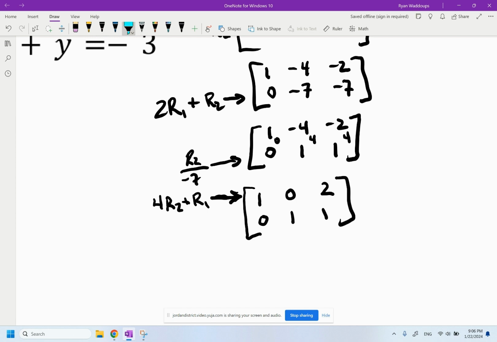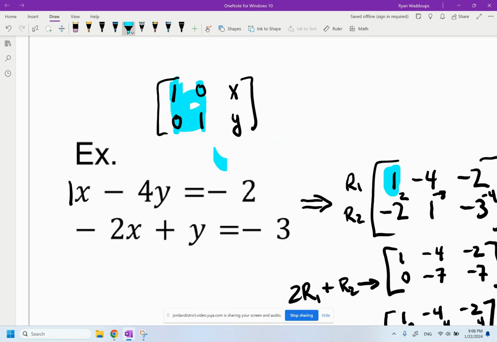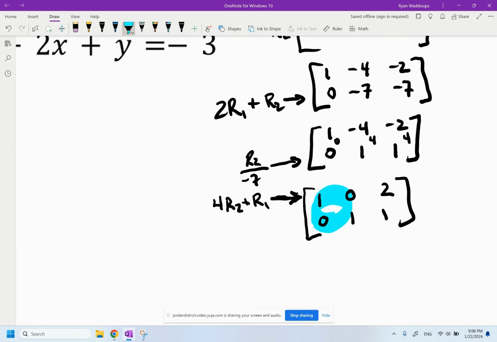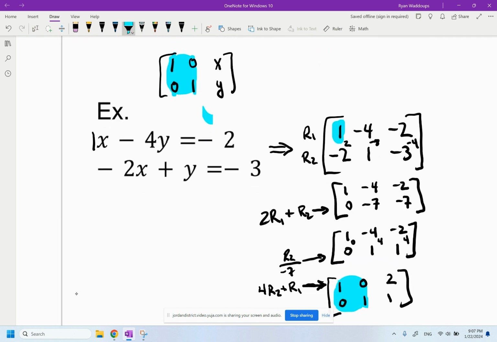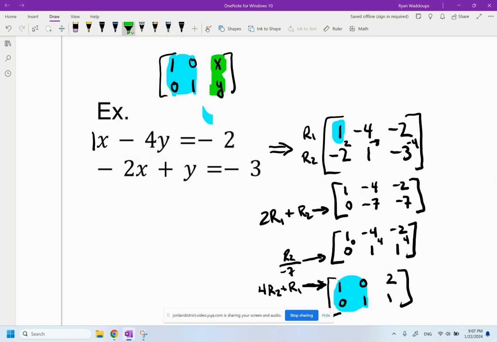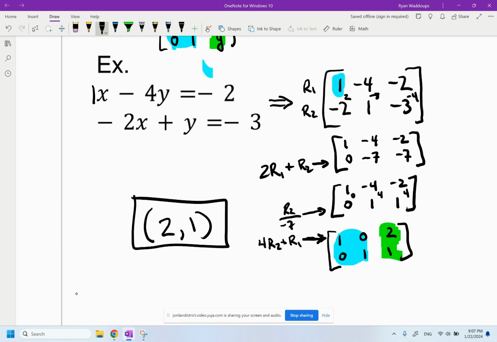And now we have this, which was our goal. There's our augmented matrix, the same as what we have down here. It starts with the 1, then goes 0, then 0, then 1. And then these values right here are x and y, that's 2 and 1. And so our solution is the point 2, comma 1. That's 2 in x and 1 in y. And that would be our solution.